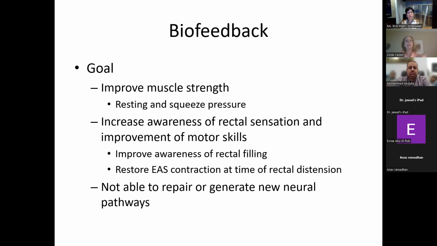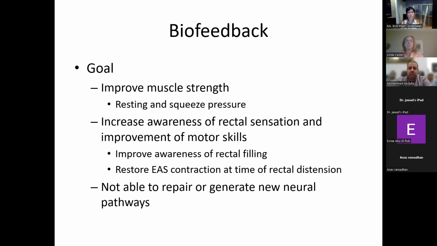So we can inflate balloons in their rectums to reteach them what it feels like to have rectal filling. And at the same time that they feel the rectal filling, they should be squeezing their external anal sphincter to prevent that stool from coming down. So we can improve this rectal sensation and motor skill at the same time to help them prevent that oozing.